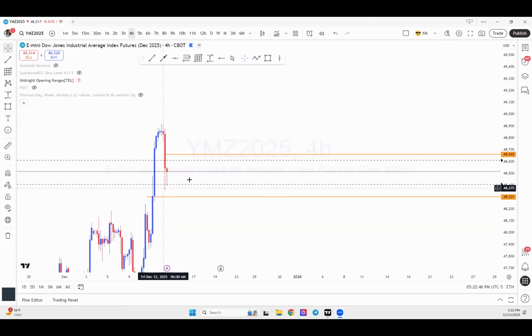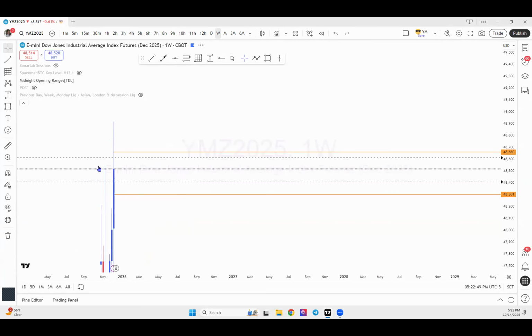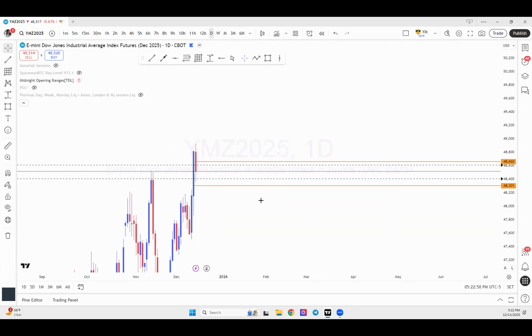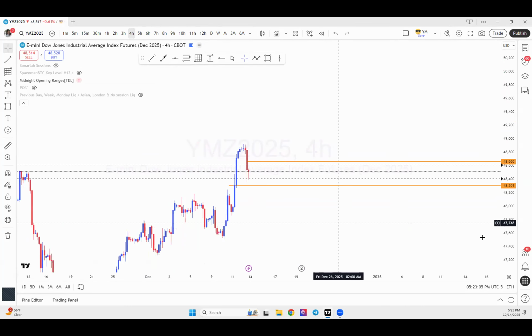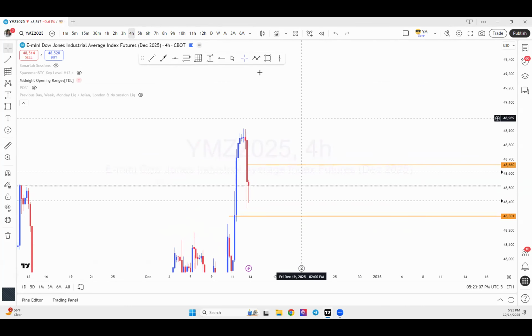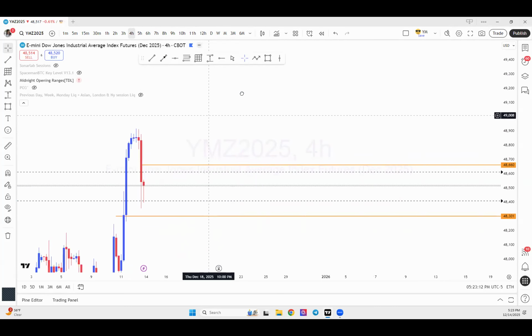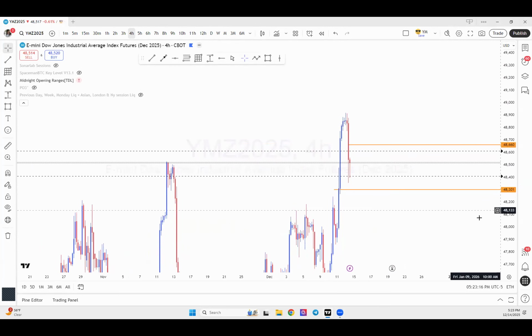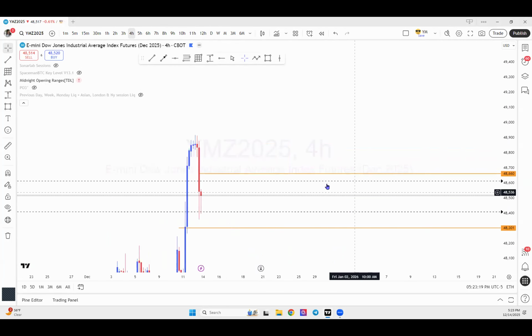Okay, so I can start from the weekly. We broke the all-time high last week right here. If I go to the daily, there's a minor retracement. But I usually take my trades from the 4 hour. I was just doing a top-down analysis. So we broke the all-time high, as you can see here, and there's a fair value gap here.